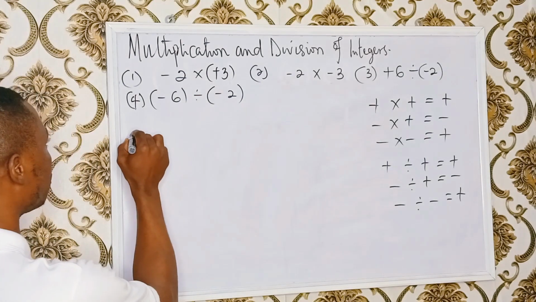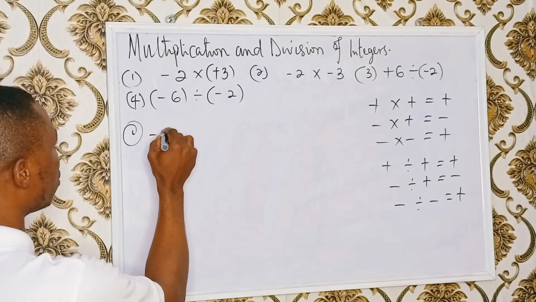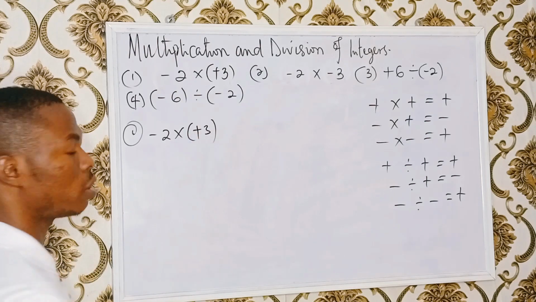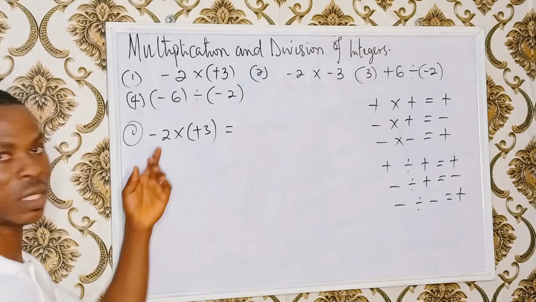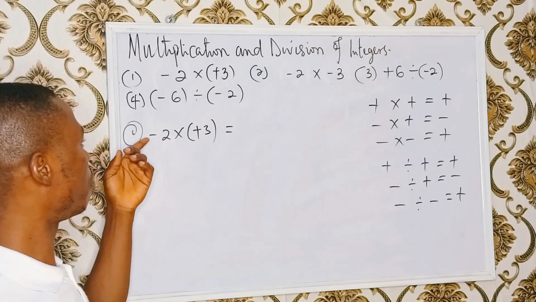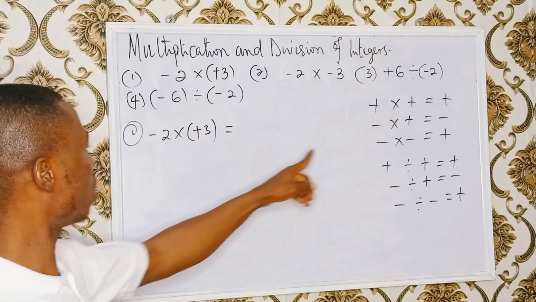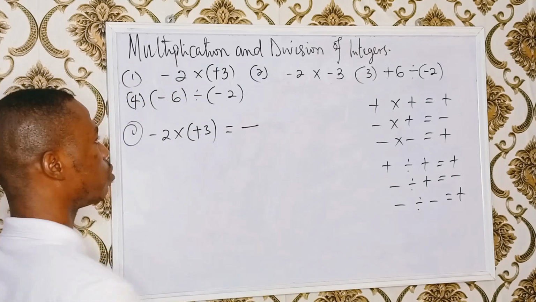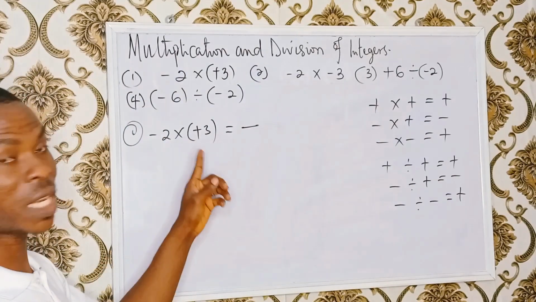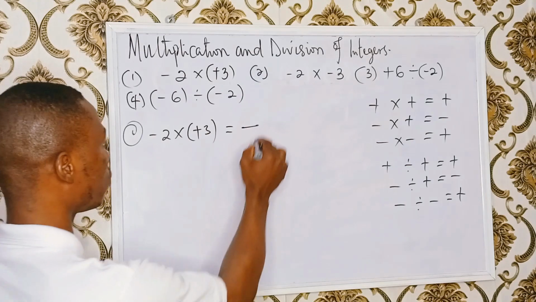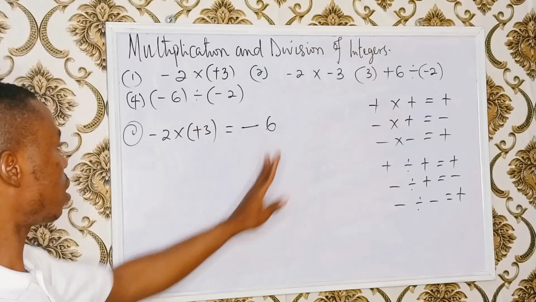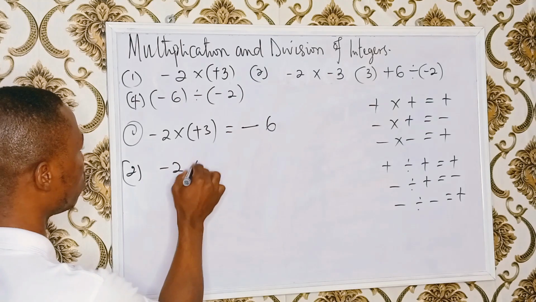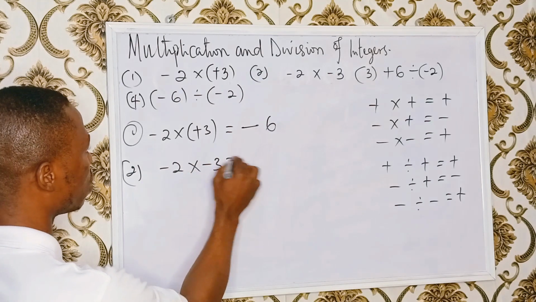So let's start the questions now. The first one, minus 2 times plus 3. The first thing you deal with is the signs. Minus times plus gives you minus. So put your minus sign and then multiply the numbers. 2 times 3 gives you 6. That's the answer.